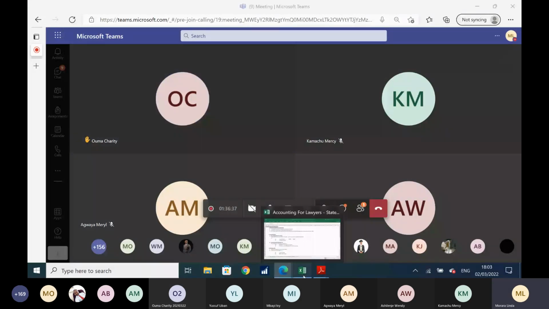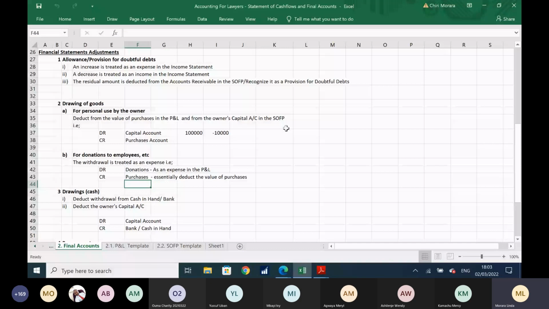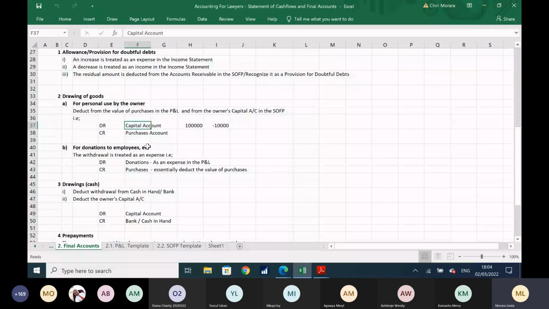What I should have highlighted is that the capital account is the same as the equity account. You use them interchangeably. So you were talking about the drawing of goods. You're debiting your capital account, which means you're deducting the amount of capital that has been contributed, right? And then you need to credit the purchases because you had bought these goods.